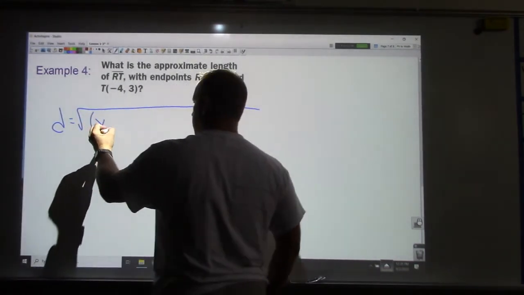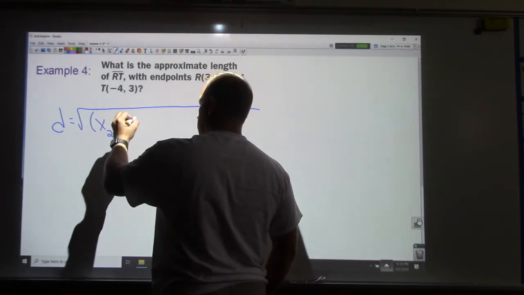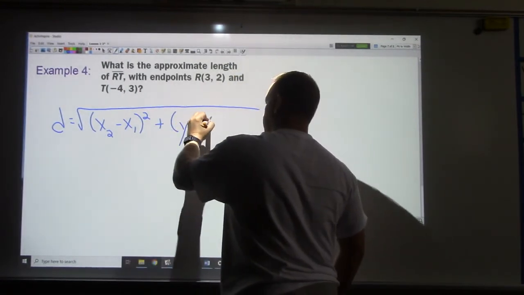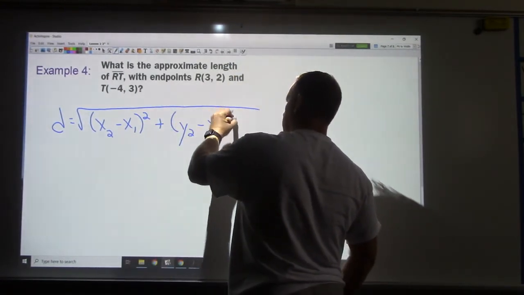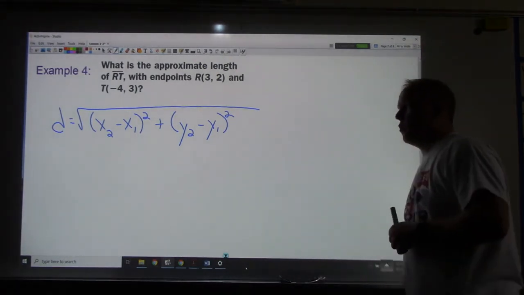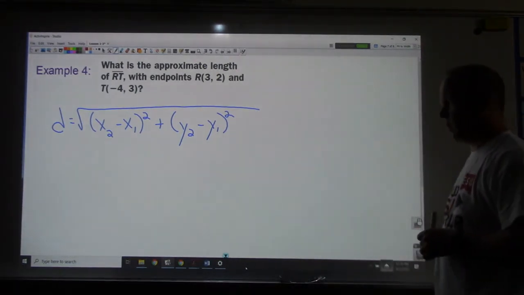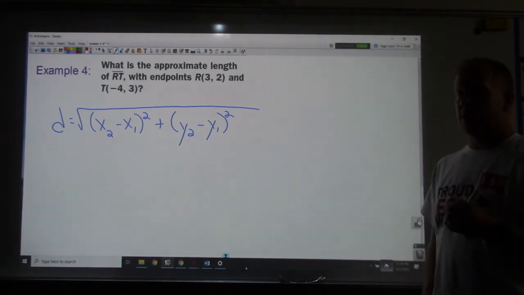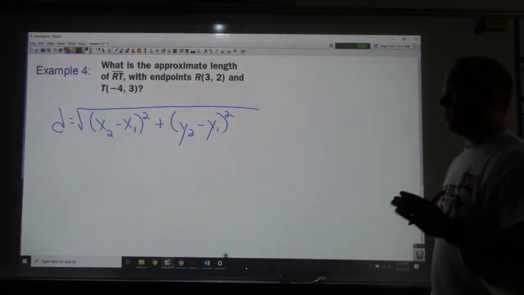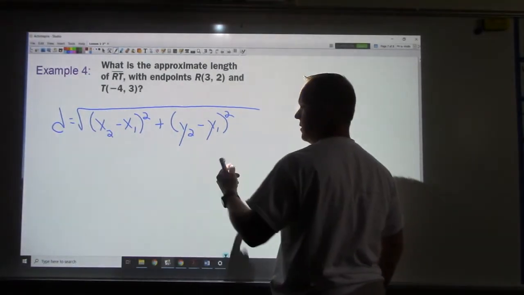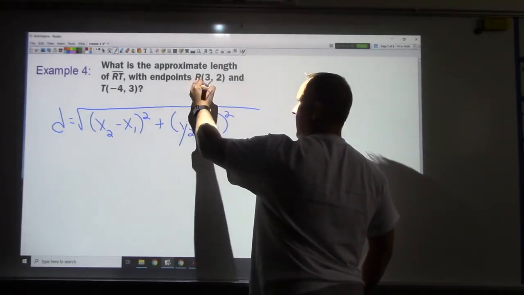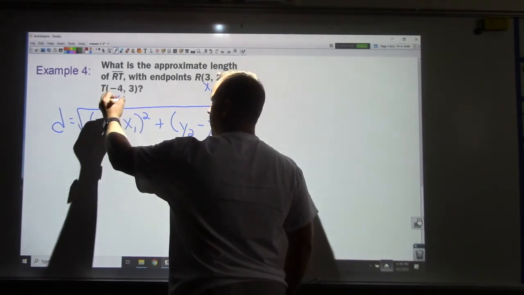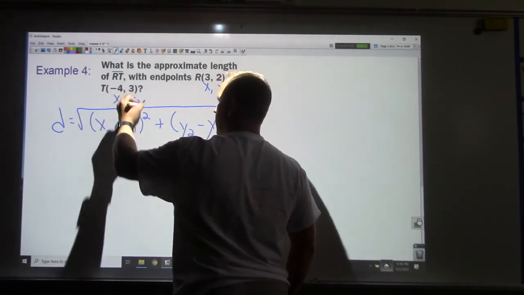The distance formula is a very large formula, but it's very simple arithmetic involved in it. The square root of x sub 2 minus x sub 1 squared plus y sub 2 minus y sub 1 squared. Now again, I'm going to label x1, y1, and x2, y2 in my problem so I know where they're going in this formula here, because it is kind of a big formula. So I'm going to say x1, y1, and here I'm going to say x2, y2.